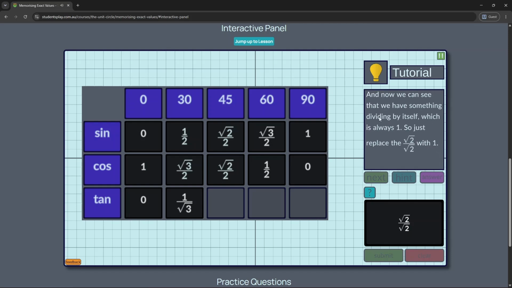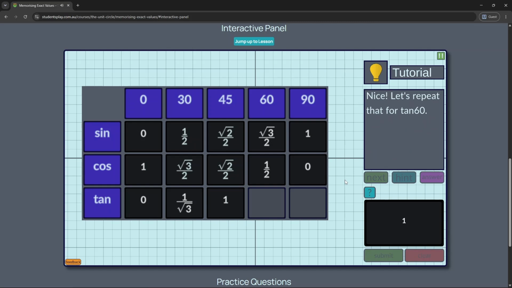And now we can see that we have something dividing by itself, which is always 1. Like 5 divided by 5 is 1, 100 divided by 100 is 1. So root 2 on root 2 is also just 1. So let's just replace all of this with 1. Now add it to the table. Okay, 1. Nice, let's repeat that for tan 60.